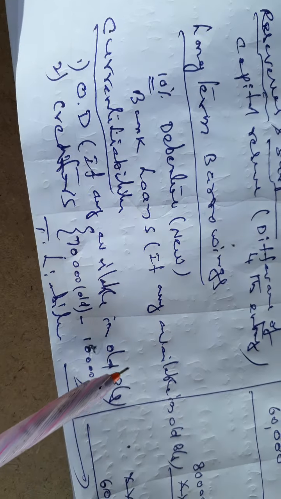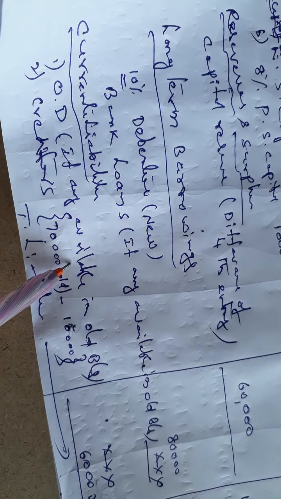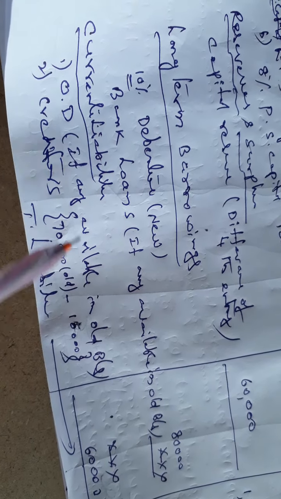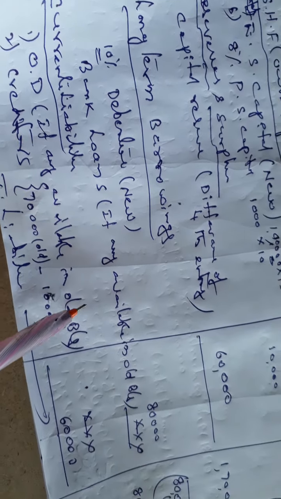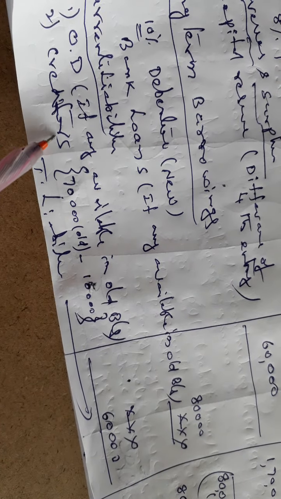Next, current liabilities. If any OD is given in the question, if any bills payable are given, if any outstanding expense is given, if any advance income received is given, any short-term loans, or any tax liability is given in the question, such types of liabilities we should also consider here.